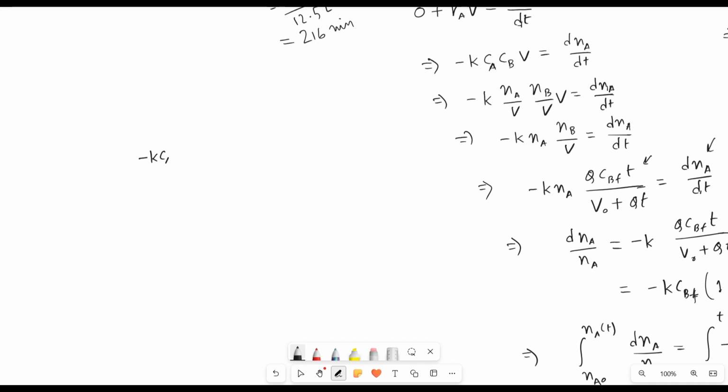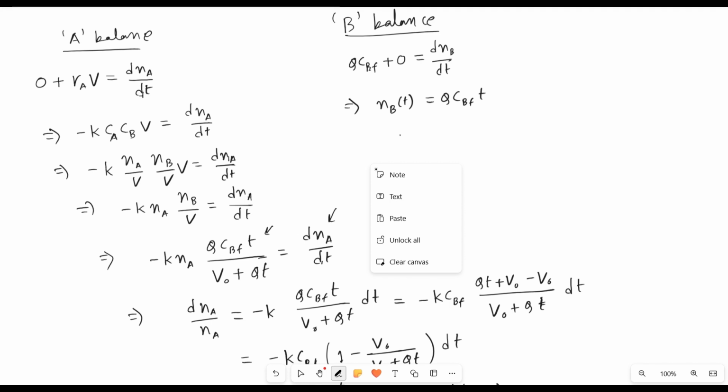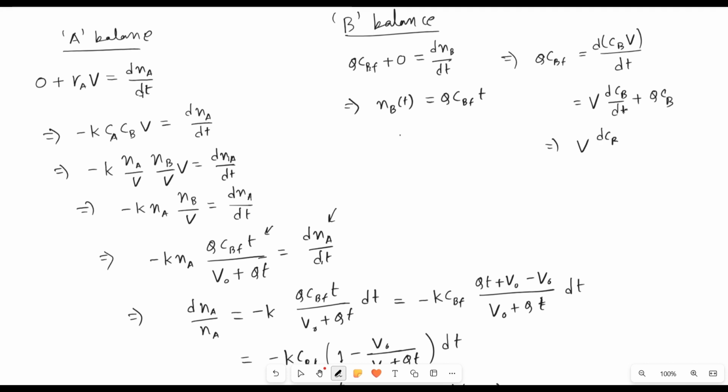Minus k CA CB V is equal to dNA, that is d(CA V) by dt, which equals V dCA by dt plus CA into dV by dt, where dV by dt is the volumetric flow rate Q. For CB also, if you write this in terms of concentration, Q CBF is equal to d(CB V) by dt, which is V dCB by dt plus Q into CB. So V dCB by dt is equal to Q times (CBF minus CB). So this is the equation where volume is a function of t.